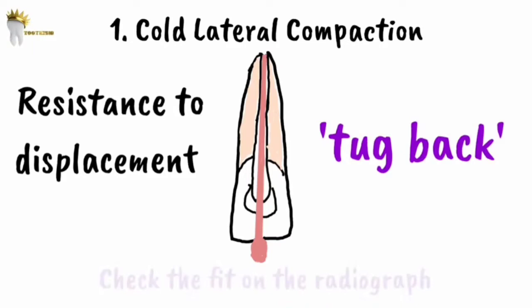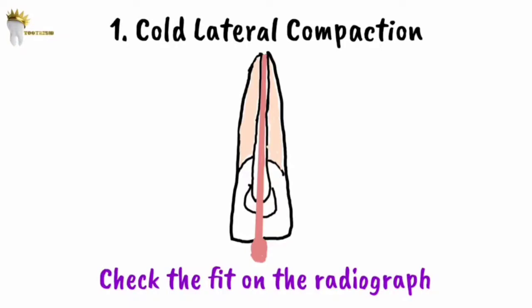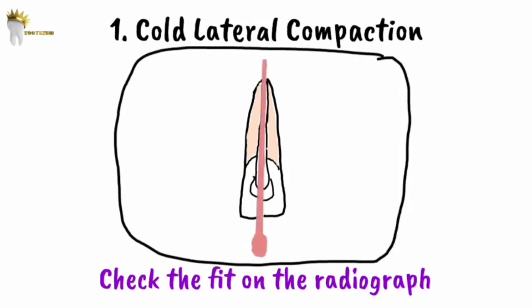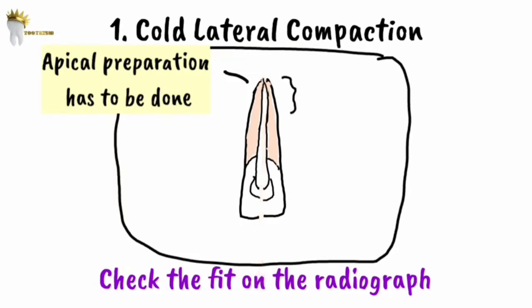After the canal irrigation is done and it is dried with paper points, the fit of the master cone that we have selected should be confirmed on the radiograph. If it extends beyond the apical foramen, we have to cut the tip off so that it will fit correctly at the working length, or else we can insert the next larger size GP cone and then verify the fit radiographically. If the master cone falls short of the working length, it means that apical patency is not maintained. So we have to prepare the apical third of the canal. So canal shaping with the master apical file is again done to the correct working length, and then another GP cone is fitted to the corrected working length. This is again verified on the radiograph.